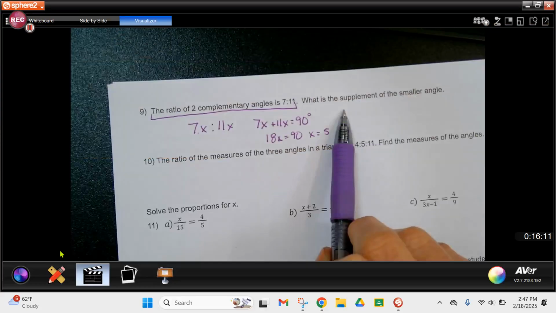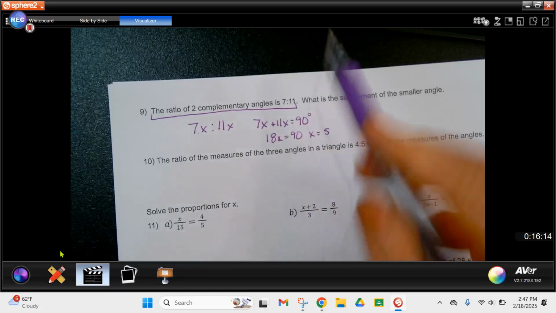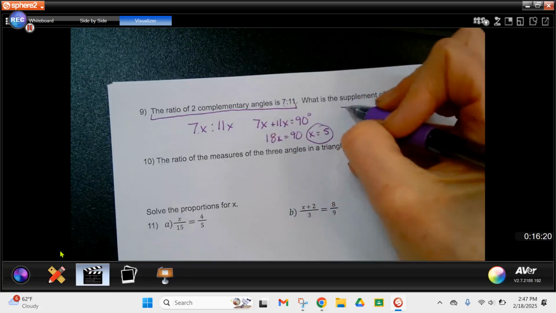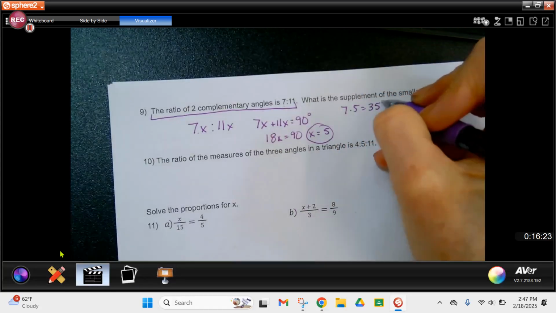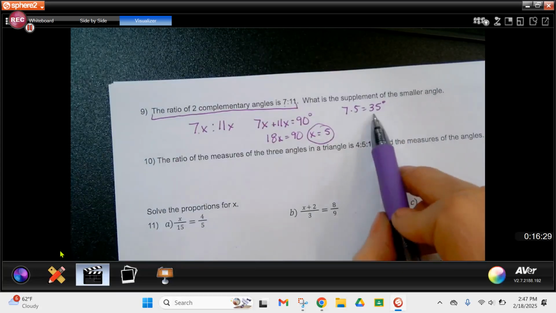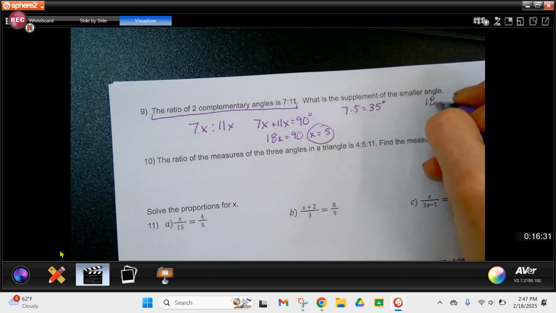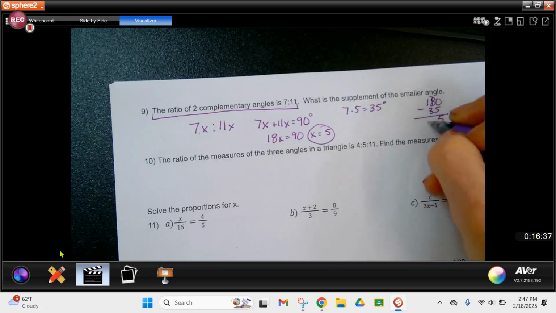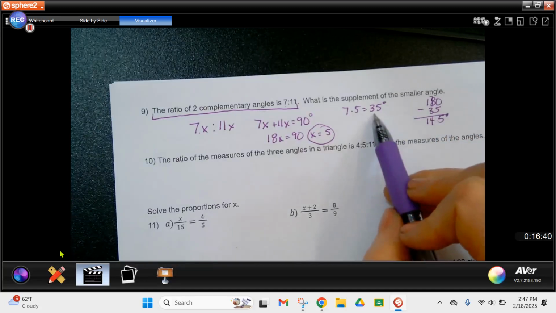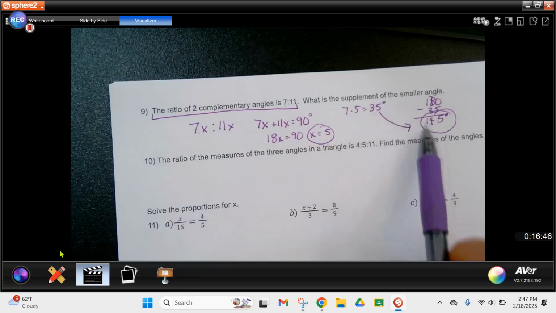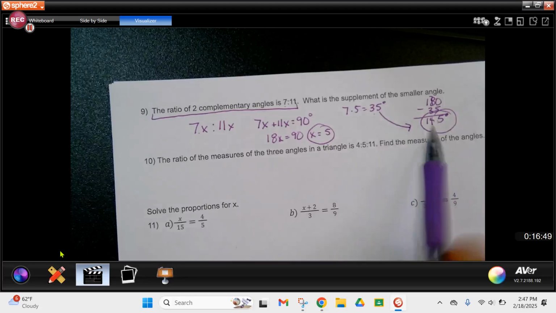What is the supplement of the smaller angle? Well, in order to find the smaller angle, I need to take this x equals 5 and take the smaller number here, 7, and multiply it by 5. So our smaller angle is 35 degrees. What is the supplement of that angle? Well, the supplement of that angle is going to be 180 minus 35, and that's going to be 145 degrees. So if the angle is 35, its supplement is 145, because these two will add up to 180. So the answer is 145.